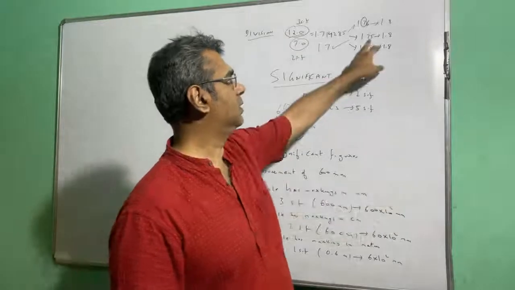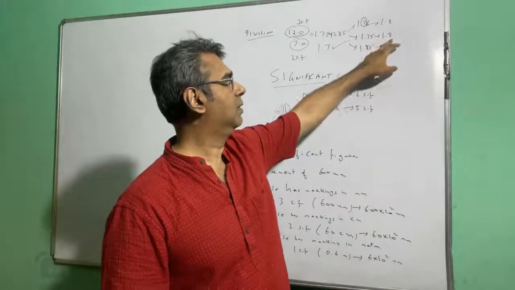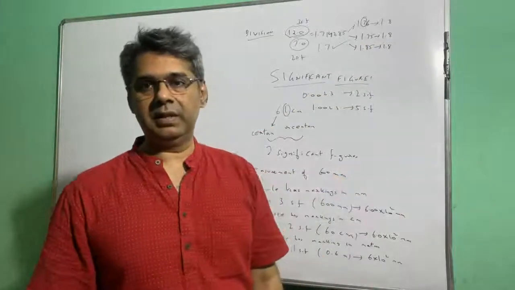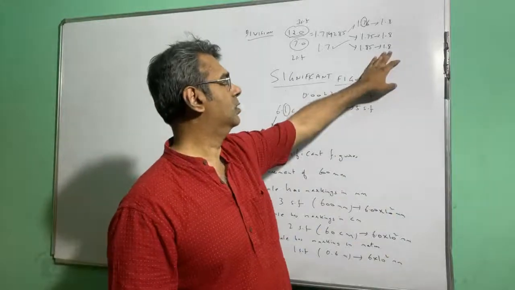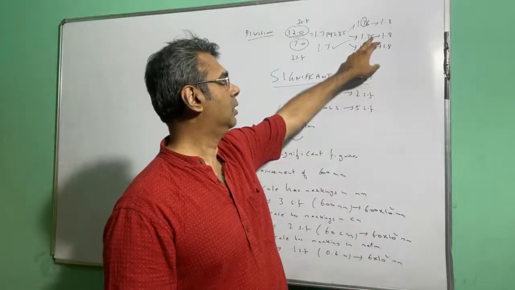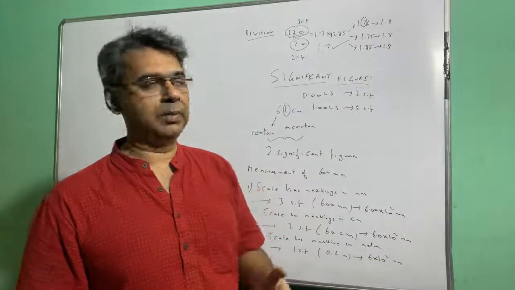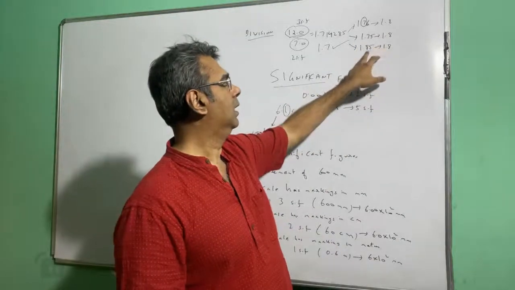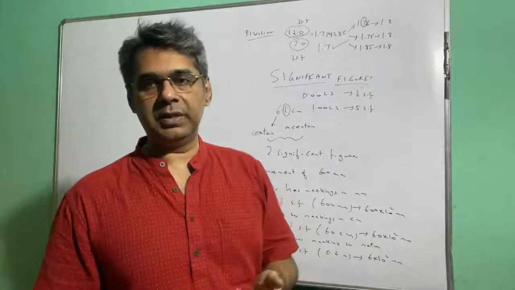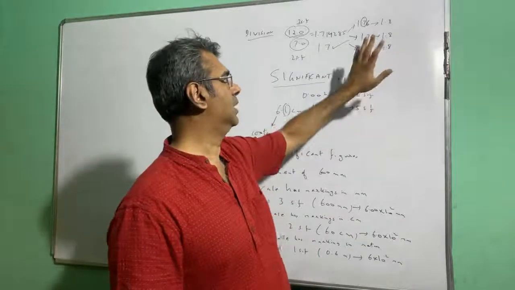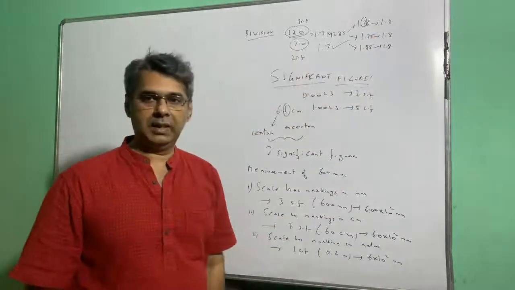In 1.75, 7 is odd, so 7 will become 8. In 1.85, 8 is even, so 8 will remain 8. So remember, after you are dropping off 5, if the previous digit is odd, it will be increased by 1. So 7 will become 8. After you drop 5, if the previous digit is even, it will remain the same. So this is the thing.